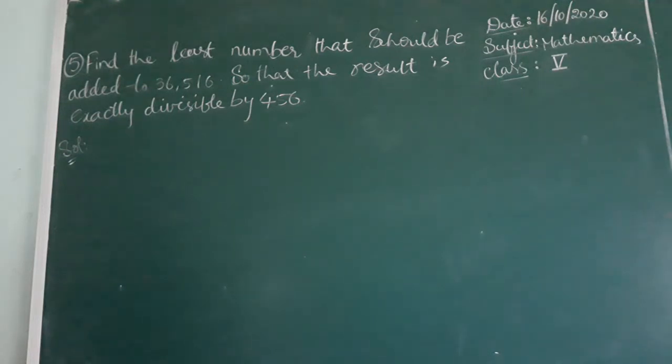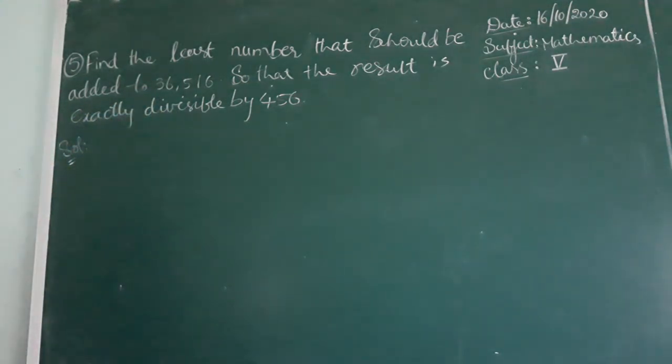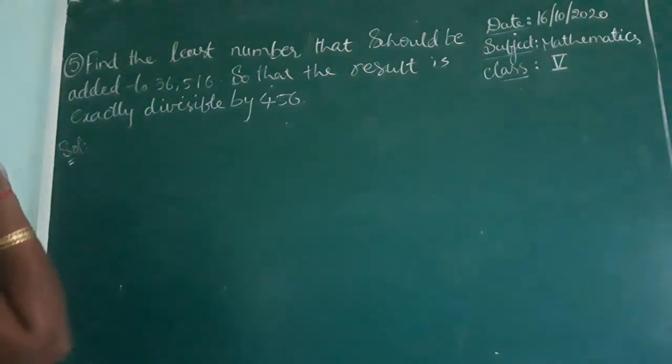First you should divide this number with 456. The remainder that you get, you have to subtract from that divisor. You will get that number which is easily divisible by 456. Okay? See that number.